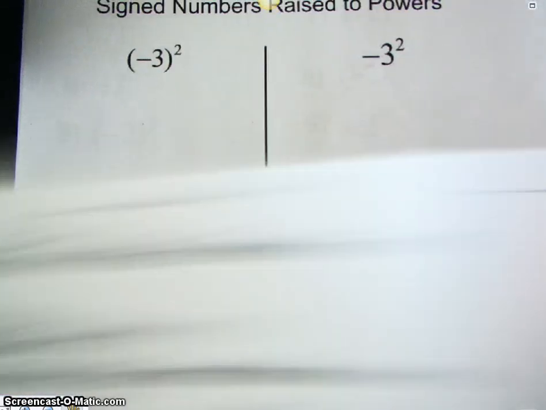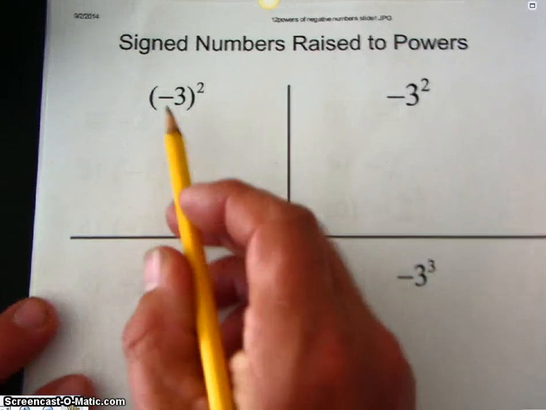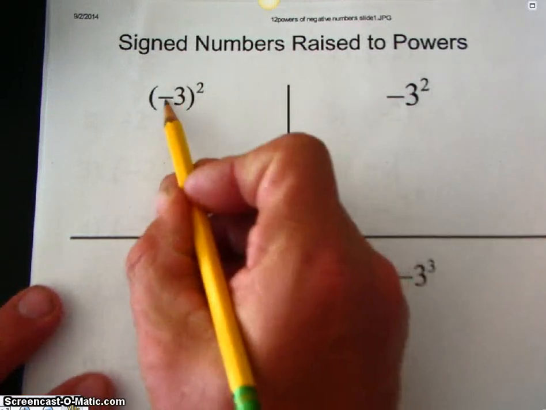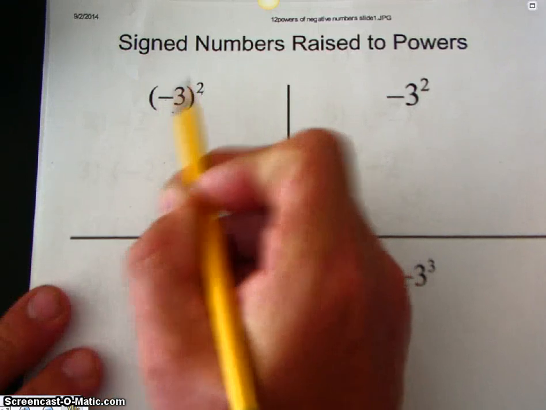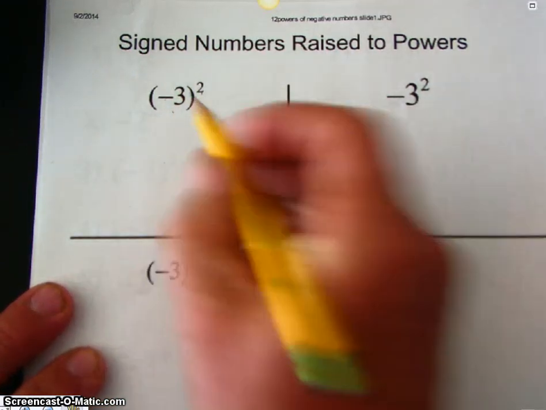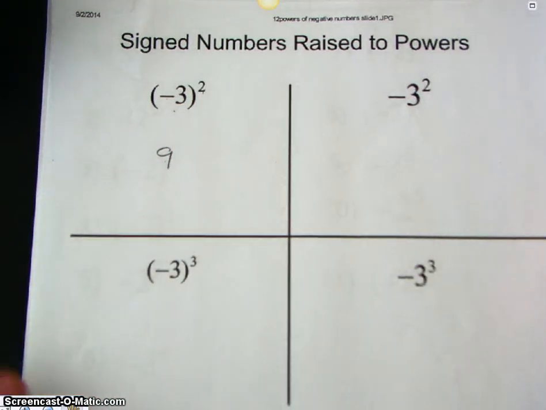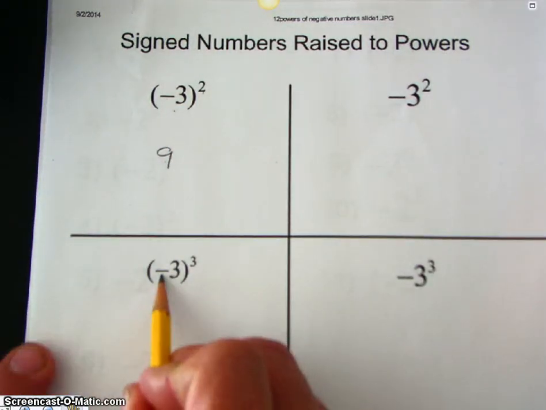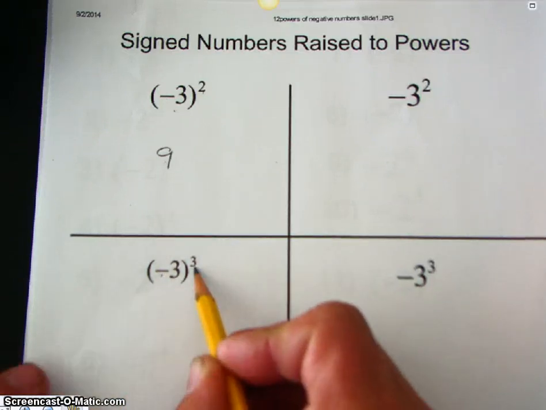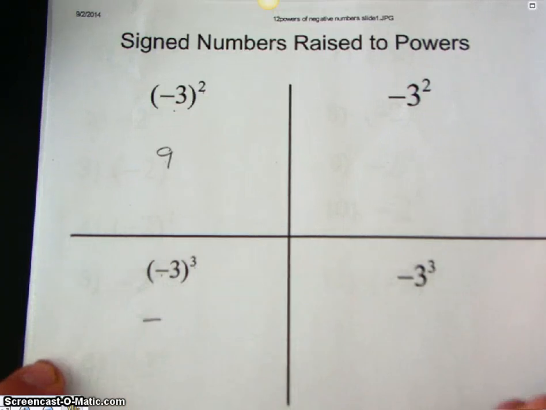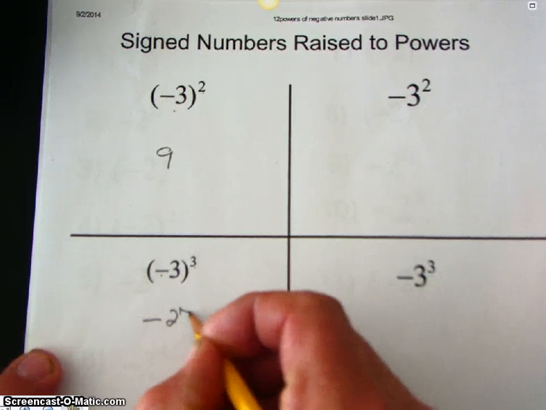So let's look at a couple examples. Let's look at the first one. This is inside, and my power is even, so therefore it's going to be a positive number, and 3 squared is 9, so my answer is +9. Here I have a negative on the inside of the parentheses, and my power is odd, so I know my answer is going to be negative. All I have to do now is do 3 times 3 times 3, which is 27.